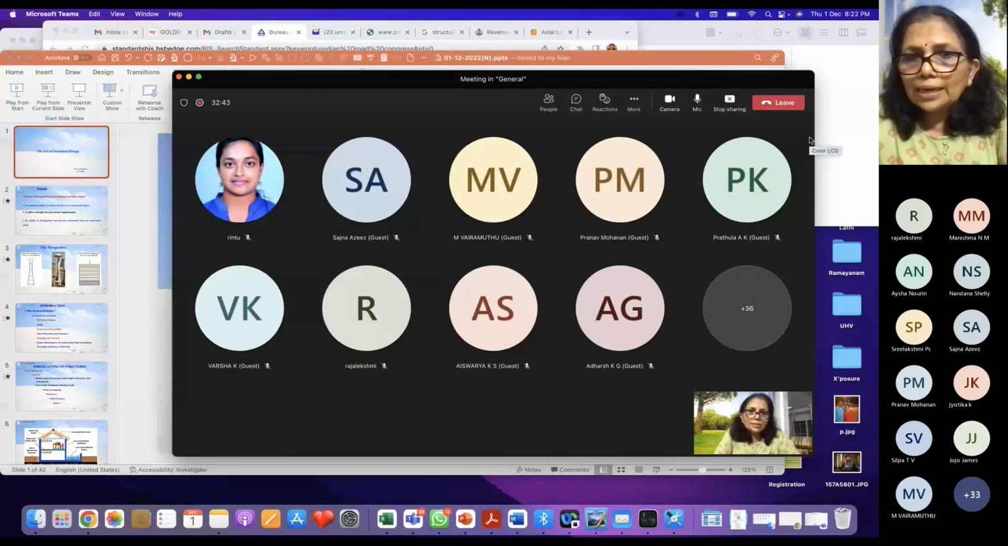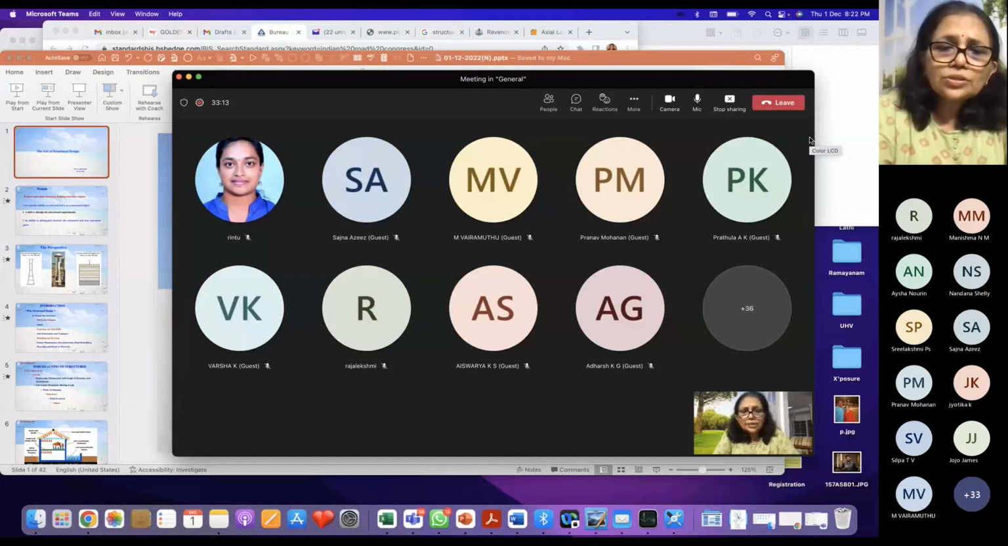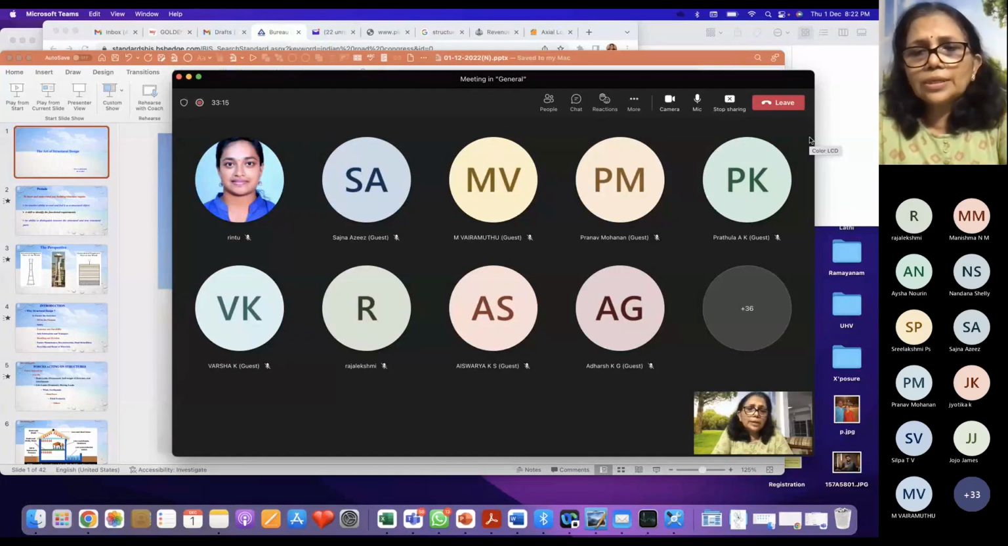So these are structural elements. Now, why do you call that a structural element? Any idea? Why do you call these structural elements? Can anybody answer? Aishwarya or anybody can answer? Any idea why you call that a structural element, or what is a structural element and a non-structural element?